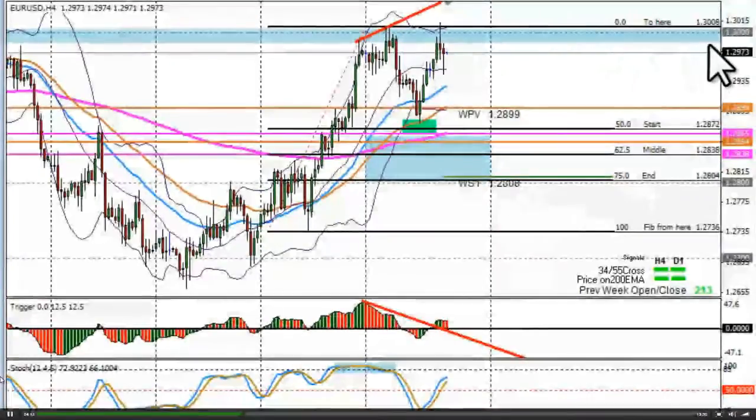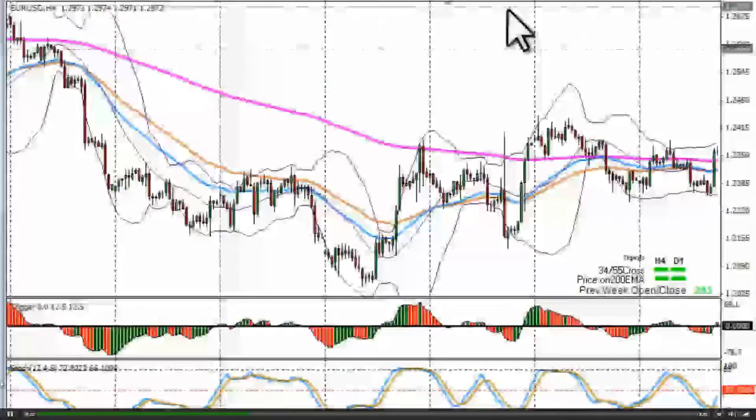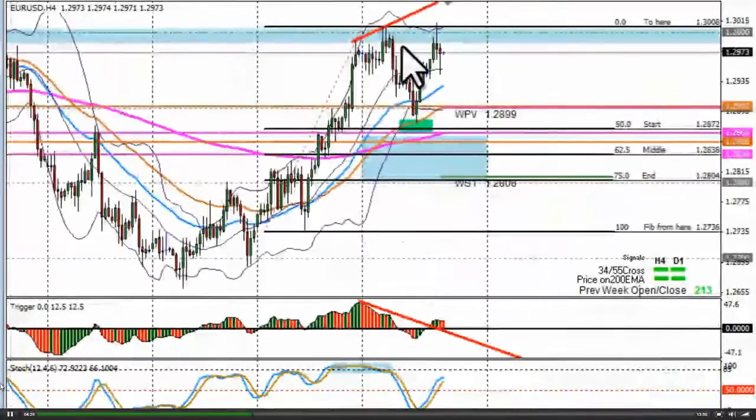Price hit that important level of 1300.0. That was a psychological level. If we drop down to the daily chart, that was also previous support resistance areas. So definitely a place where price could have turned, and that's exactly what happened. We turned. Price came down.